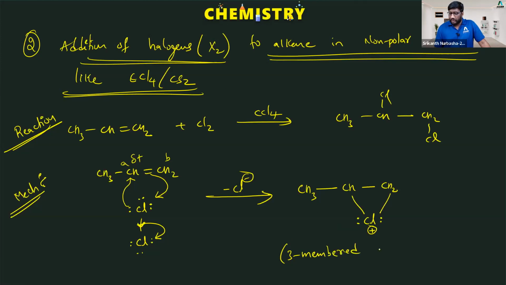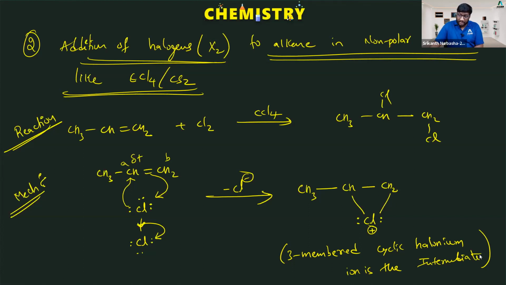A 3-membered cyclic halonium ion is the intermediate, and the intermediate is not the carbocation. So whenever we have CH3, CH double bond CH2 reacting with Cl2 in the presence of a non-polar solvent like CCl4, you will get a 3-membered cyclic halonium ion as the intermediate. That 3-membered cyclic halonium ion is not stable. It wants to undergo ring cleavage because 3-membered rings are unstable due to electronic repulsions.